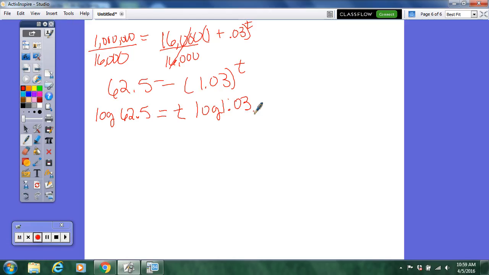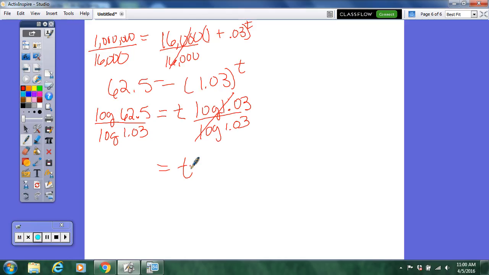Now the T's down in front, and what's happening to the T and the log 1.03? What are they doing? They're being, starts with an M, multiplied. So the opposite of multiplying, dividing. So we're going to say log of 1.03 divided by log of 1.03. Those will cancel. Now you can pick up your calculators.